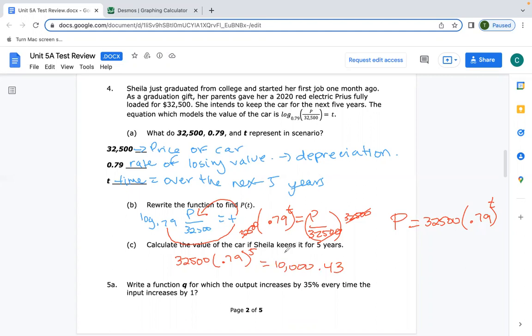Investment 101. Okay. Write a function Q for which the output increases by 35% every time the input increases by 1. Is that on the next one? Yep. All right, so go ahead and take a moment, think that one over.